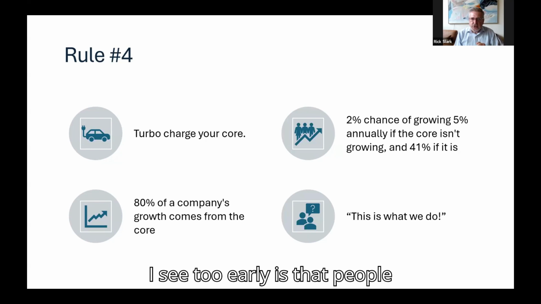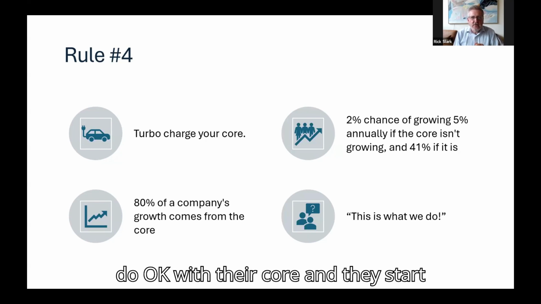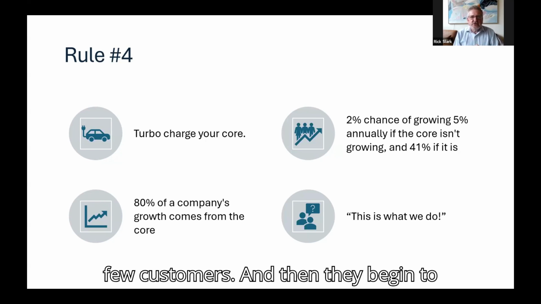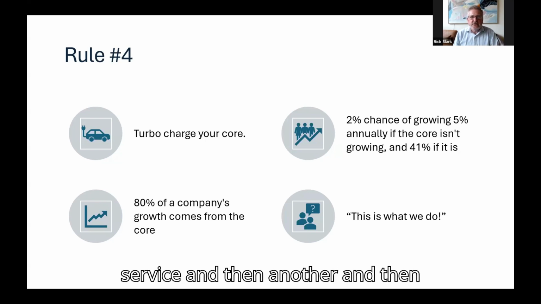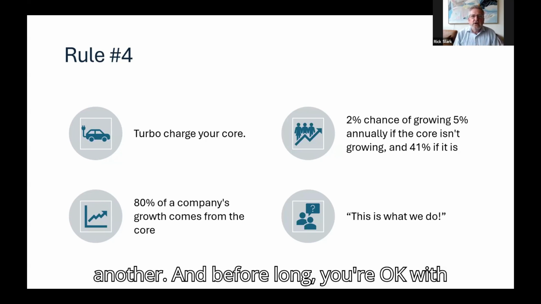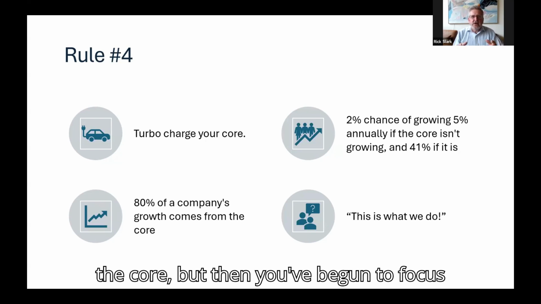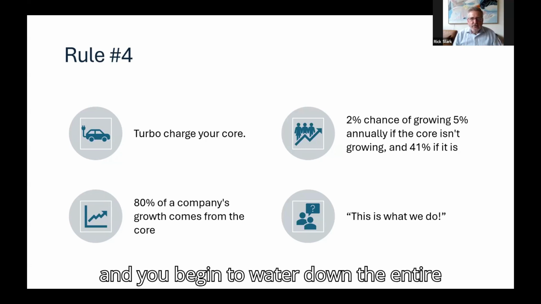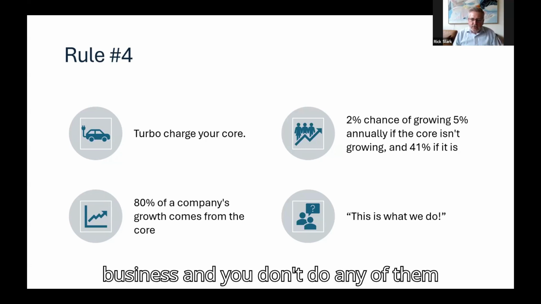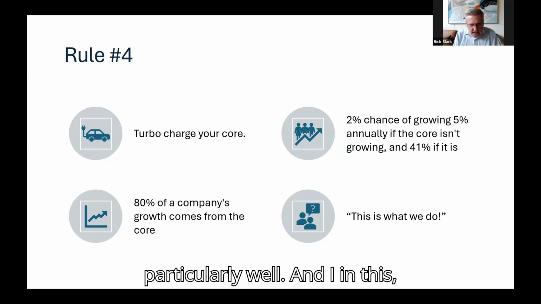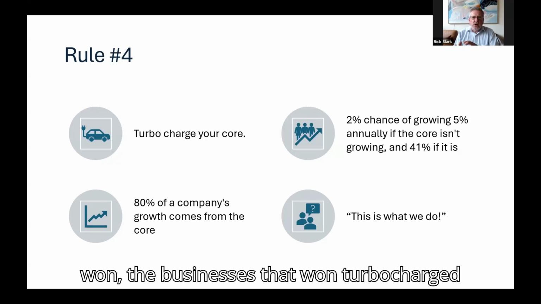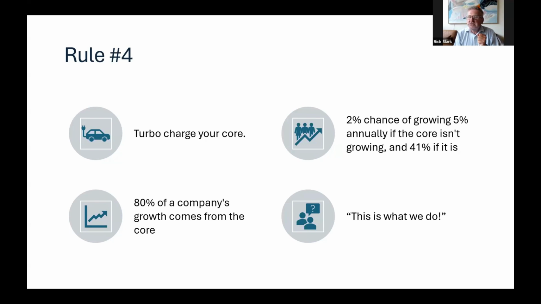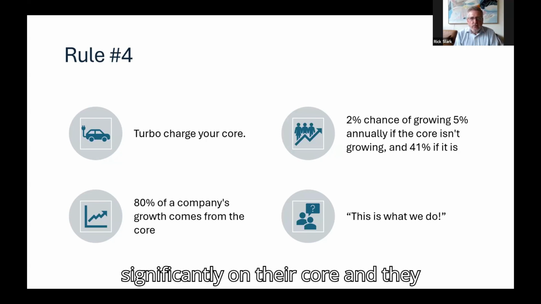One of the things I see too often is that people do okay with their core and start making a little money, start getting a few customers, and then they begin to add another product or another service and then another and then another. And before long, you're okay with the core, but then you've begun to focus on these other services or products, and you water down the entire business, and you don't do any of them particularly well. And in this study, the businesses that won turbocharged their core. They focused really significantly on their core and they won there.